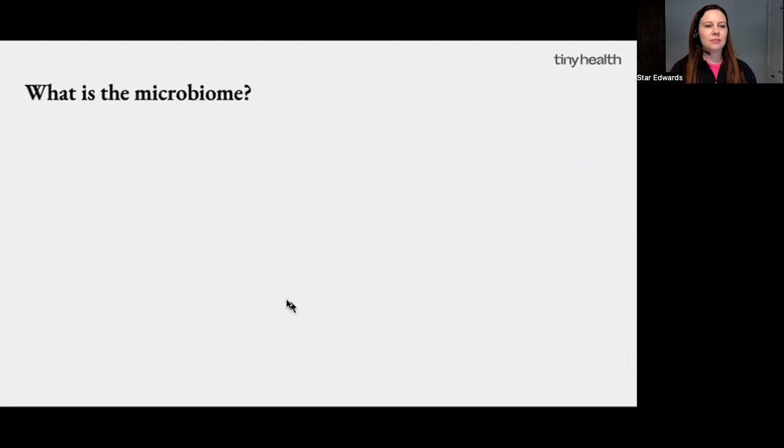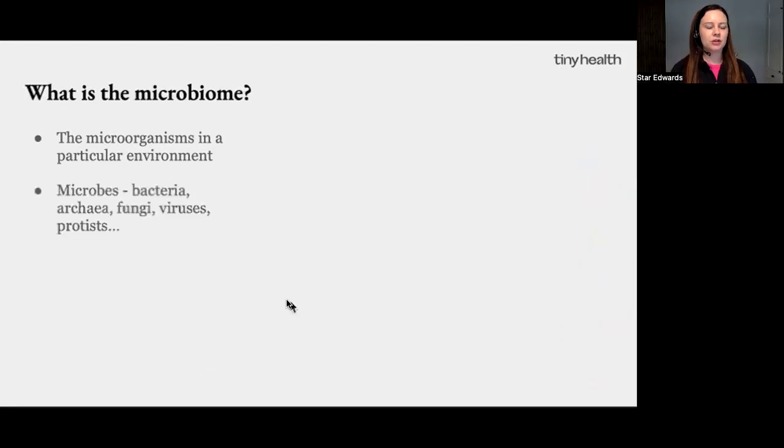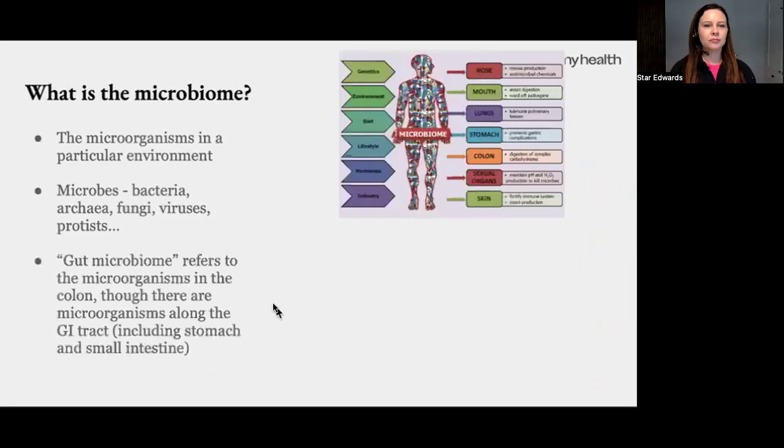What is the gut microbiome? Well, microbiome in general is a collection of microorganisms in a particular environment. It could be bacteria, archaea, fungi, viruses, and protists, for example. Here is a depiction of all the different types of microbiomes we have in and on our body. It's not just in our gut. We have microorganisms everywhere. In general, when someone is referring to the microbiome, they are referring to the gut microbiome.